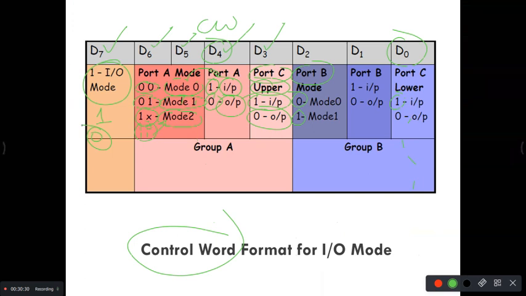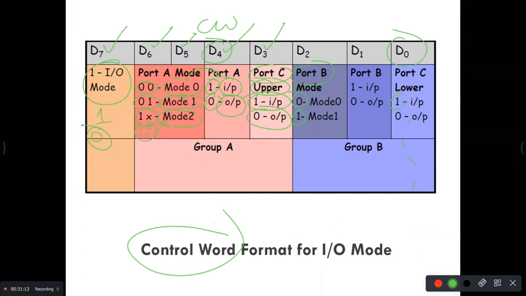Concentrate here. So now this is the control word, and the control word plays an important role here. This is where you make all the ports, upper or lower, either input or output, and also decide which mode you are going to work in. Or you decide whether this 8255 is used in IO mode or bit set reset mode. Have you understood this? So this control word is very important. Keep it in mind. If required, we will give this in the question paper itself. Only the format we give in the question paper itself.